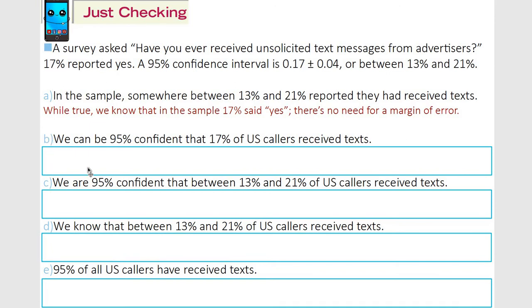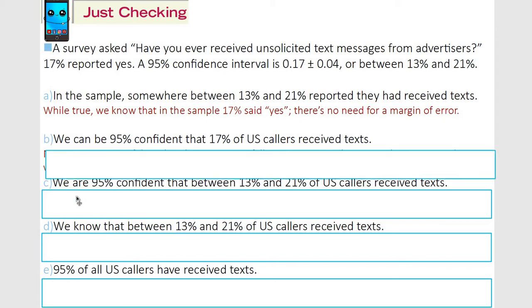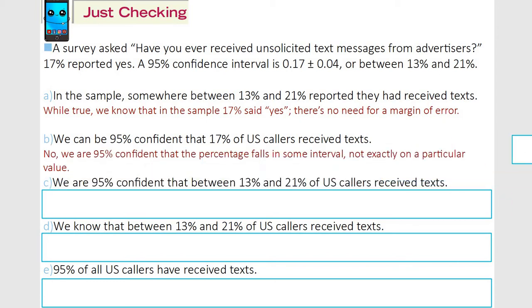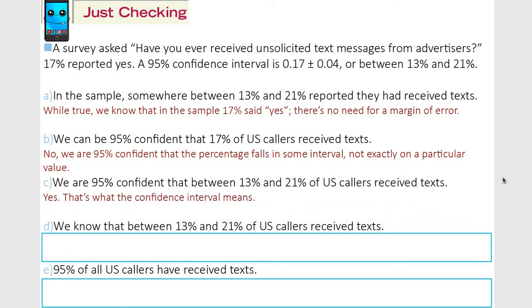For part B, we can be 95% confident that 17% received texts. No, not quite. We're confident about the interval, not about the exact value. That's the difference here. Part C, we are 95% confident that it falls between that interval. Well, that's exactly what it means. So that's what we want to say.